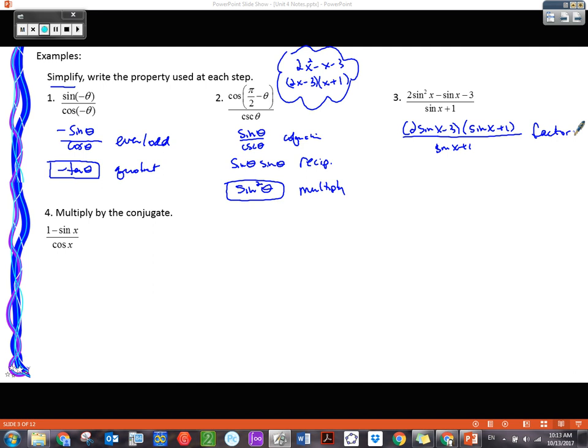Okay, how are we so far? I just factor. Now what can we do? We can cancel, can't we? We can cancel. So this goes away and I'm left with 2 sine x minus 3.